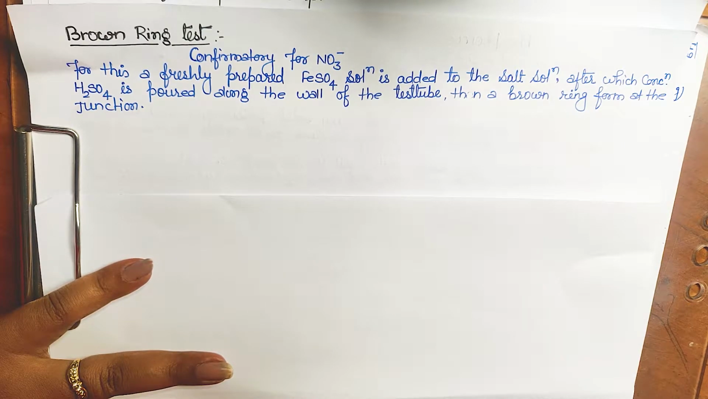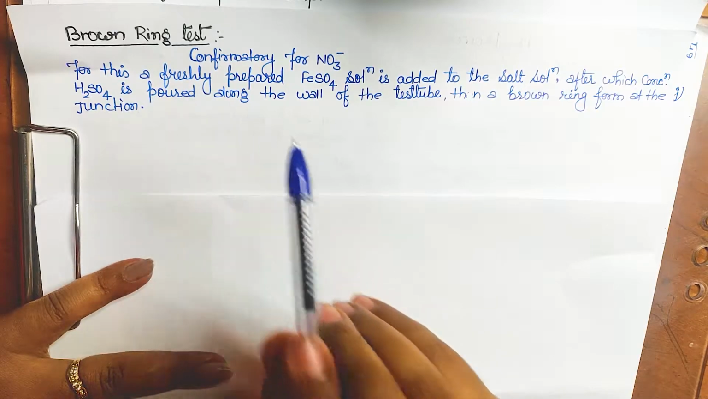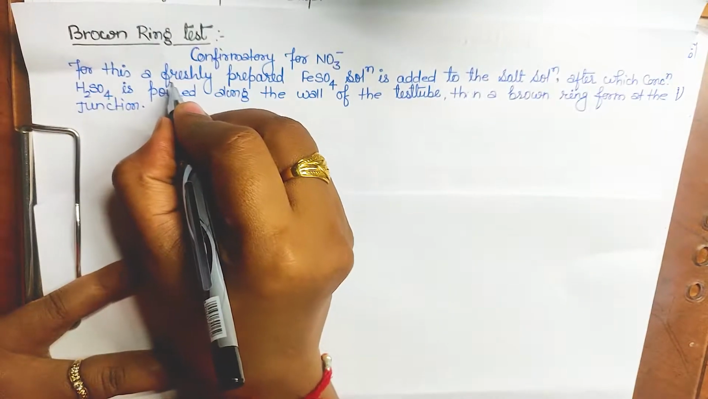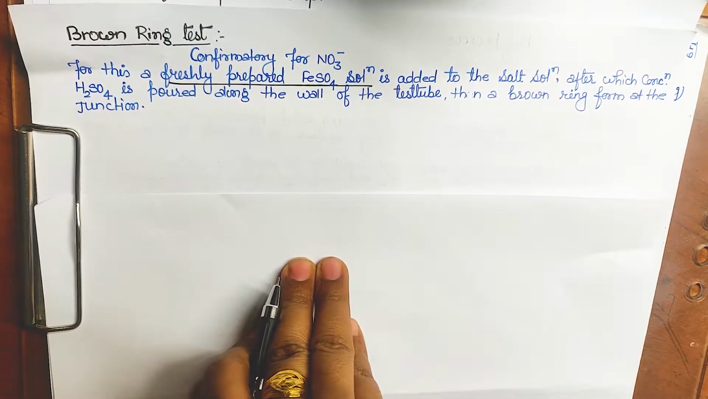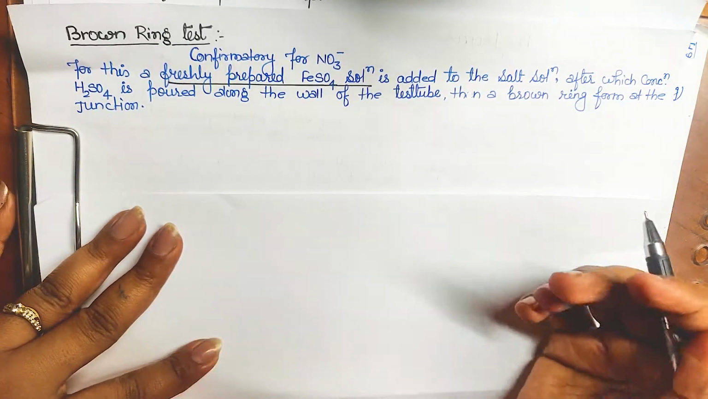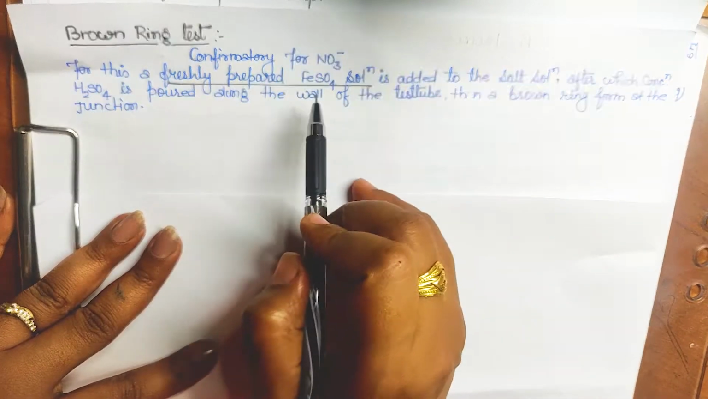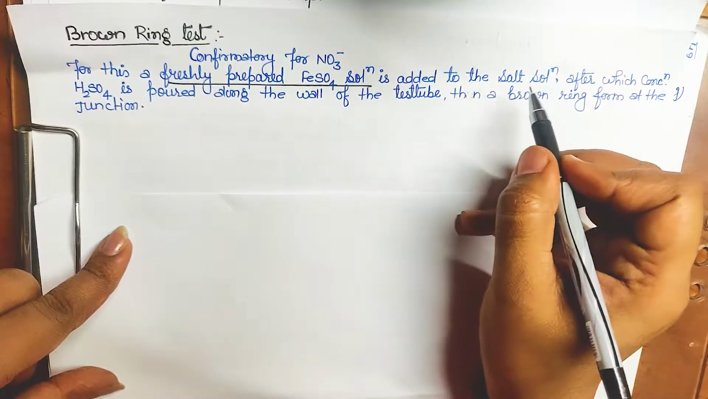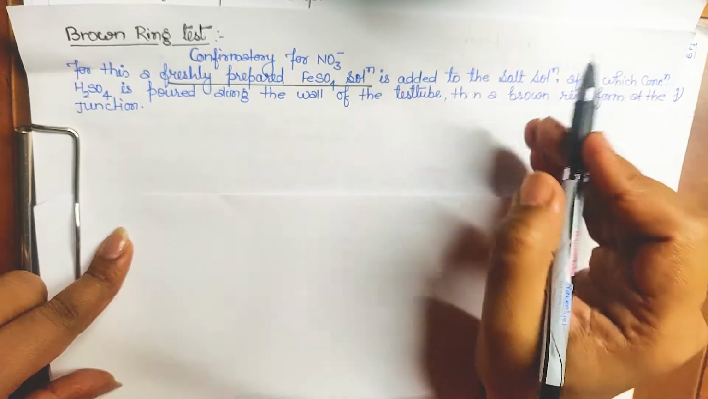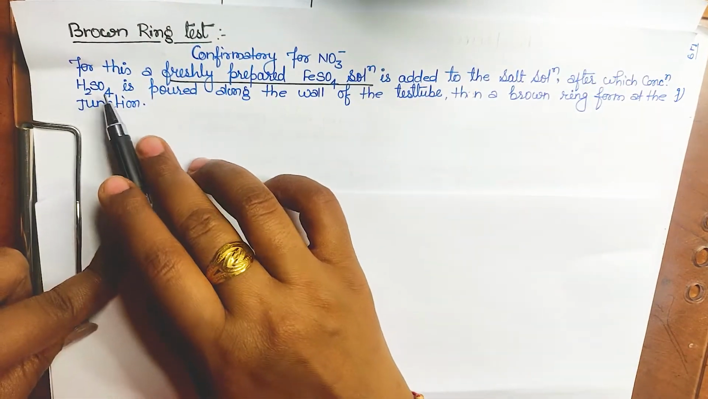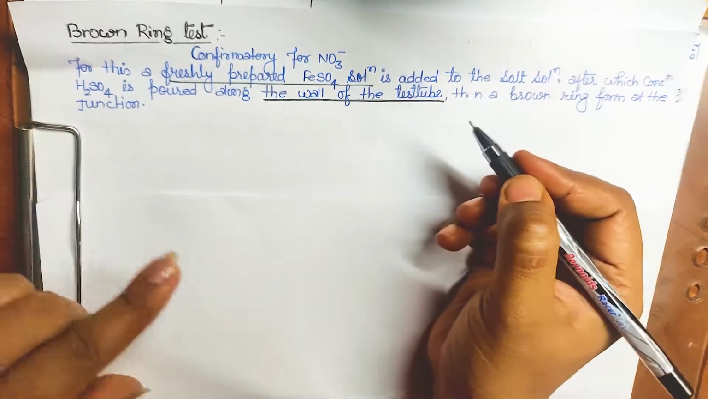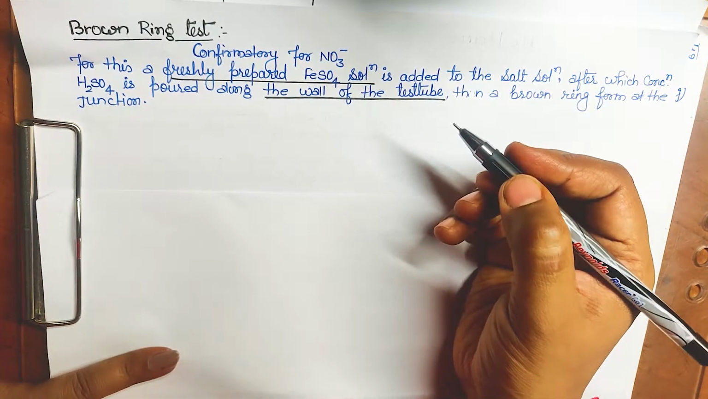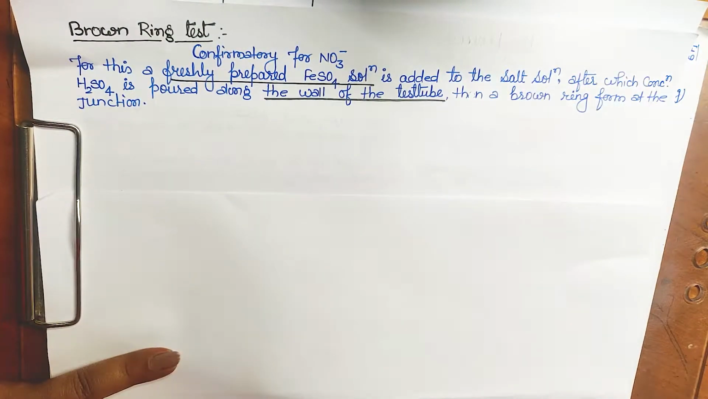Let's see. For this, the freshly prepared FeSO4, this is very important, freshly prepared FeSO4. If you could recall why we were using freshly prepared, I have explained it in class 11th practical. So we take freshly prepared FeSO4 solution and add it to the salt solution which is having nitrate, after which concentrated H2SO4 is poured along the wall of the test tube. This is also important so that it shouldn't mix, otherwise it won't give the ring-like structure, rather it will give a brown solution.